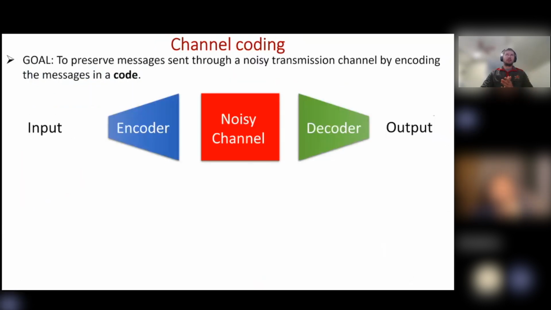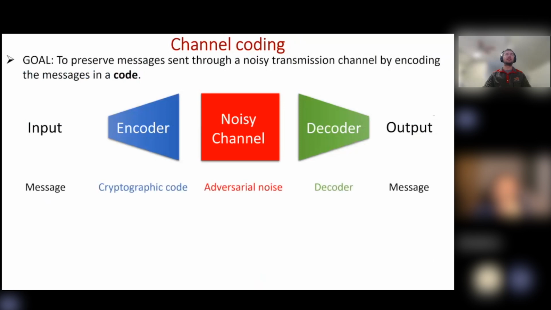Okay, so let's focus now on channel coding, whose goal is to preserve messages sent through a noisy transmission channel by encoding the messages in an encoding, or for short, called a code. So if I've reproduced the channel coding picture here, on the left is the sender, on the right is the receiver, and there are different types of channel coding.